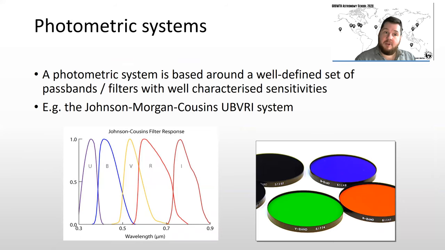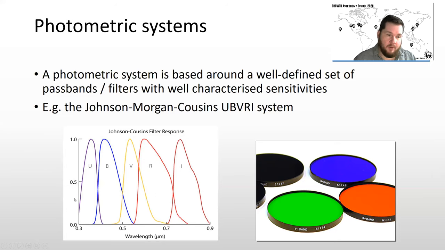Now, there exist many photometric systems. A photometric system is a series of bandpasses, such as this, that are well-defined and well-understood with well-characterized sensitivities, and from that we build what we call a photometric system. A venerable example, one of the most widely used systems in astrophysics, is the Johnson-Morgan-Cousins set. Here we have a series of bandpasses: U, B, V, R, I, or ultraviolet, blue, visible, red, infrared. This is why the letters are as they are.